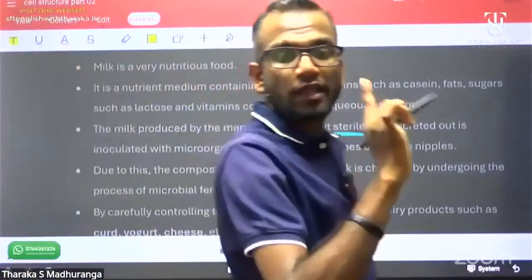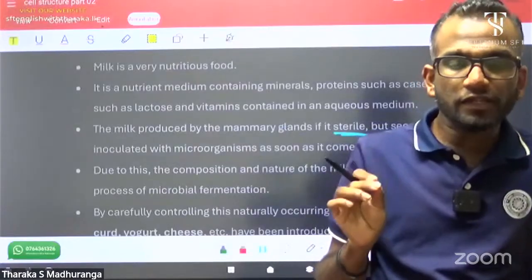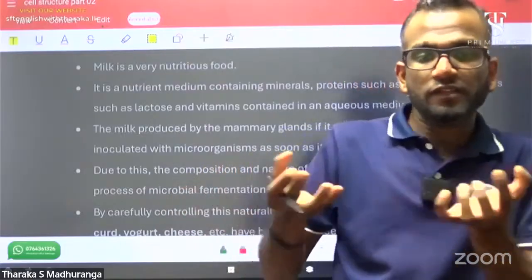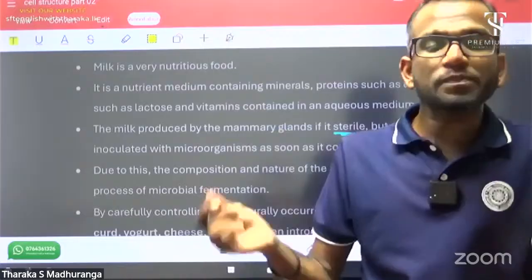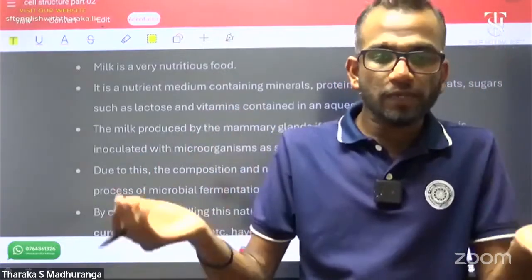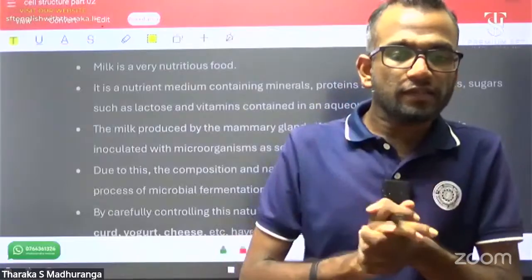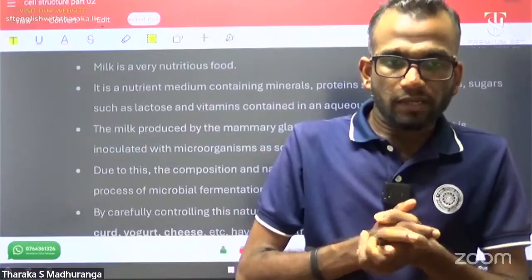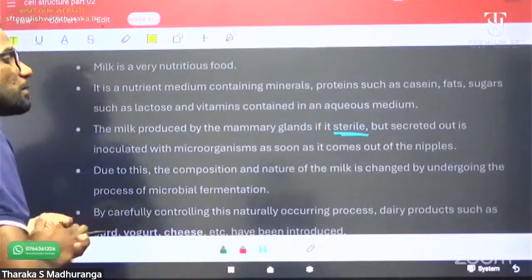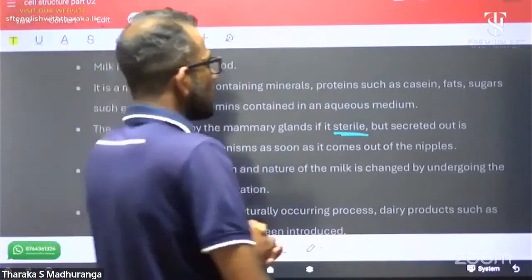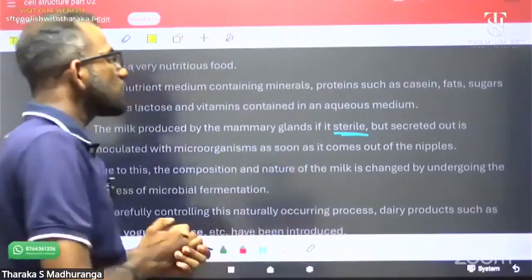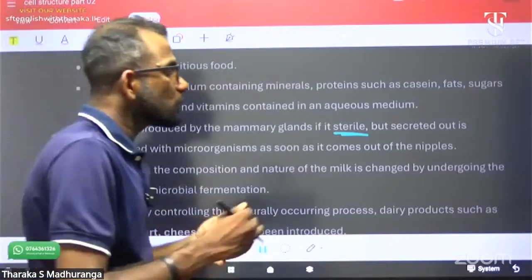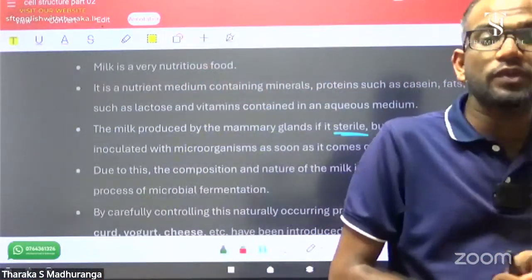But due to these highly nutritious properties, when it is released from the mammary gland, a huge quantity of microorganisms in the atmosphere get deposited and use it as a substrate, the milk. The milk produced by the mammary gland is sterile, but once secreted out it is inoculated with microorganisms due to its nutritional property.